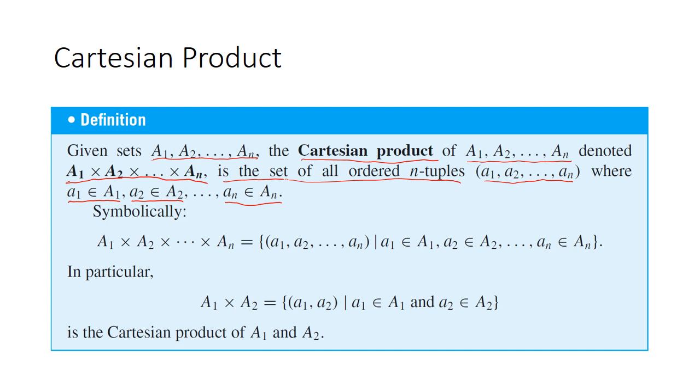So if we want to say it symbolically using set builder notation, this is A1 cross A2 cross up to An is equal to the set of all ordered n-tuples, where each element is coming from each set in order. And in particular, you can look at this definition down here. This is the same as what we'd done earlier in the class.